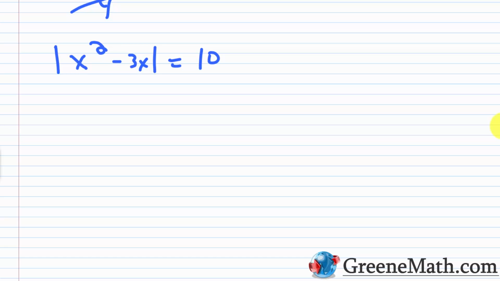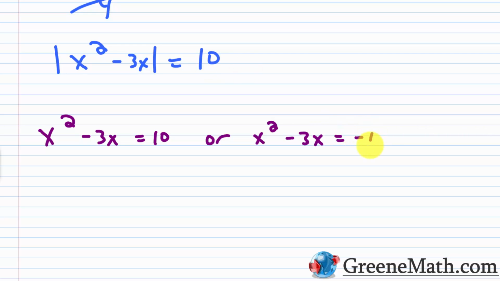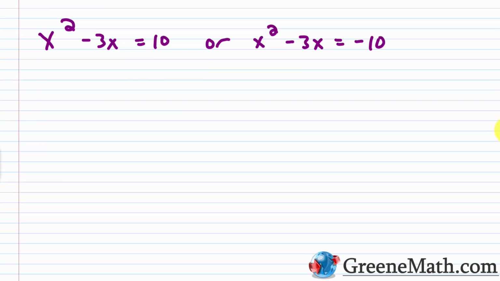Okay, so let's go ahead and set up our two cases. The first case is that x squared minus 3x, this algebraic expression, is equal to 10. Then, or the second case, is that x squared minus 3x is equal to the negative of 10, or just say negative 10. And now I'm just going to solve these two equations. So let's scroll down, get some room going. For this one right here, I'll subtract away 10 from each side of the equation. I'm going to have that x squared minus 3x minus 10 is equal to 0.